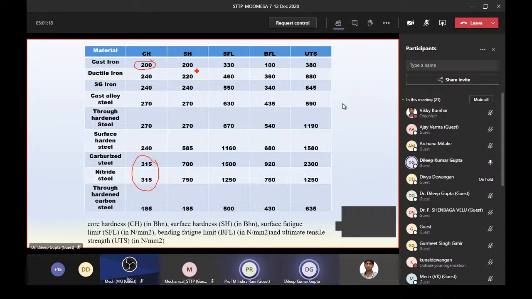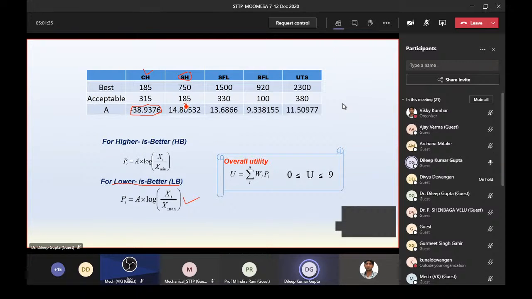In a similar way, you will find out the second data, that is with respect to the surface hardness. So here in surface hardness, we consider that higher is better is the desirable criteria. For this criteria, you need the value of A. We are trying to calculate PI. Now the A value for this SH will always be 14.80 for all alternatives.